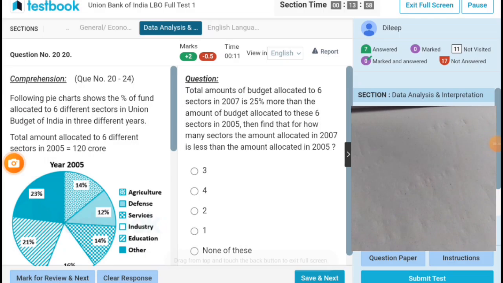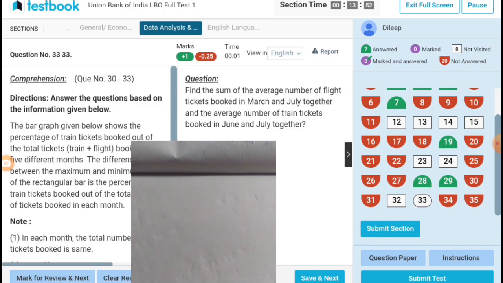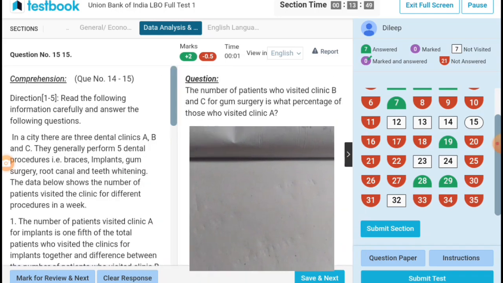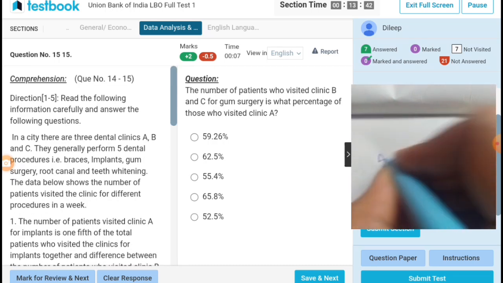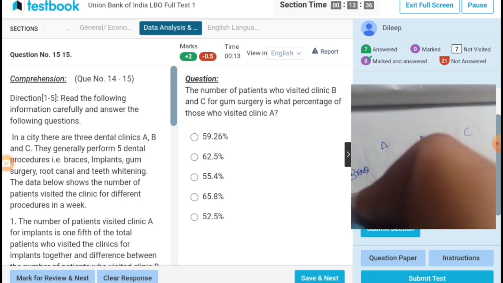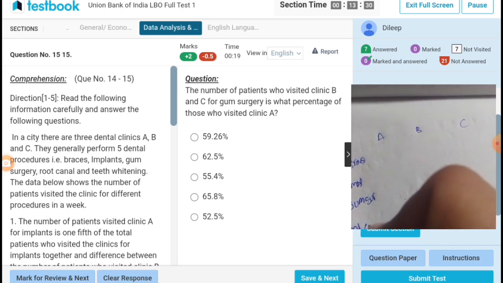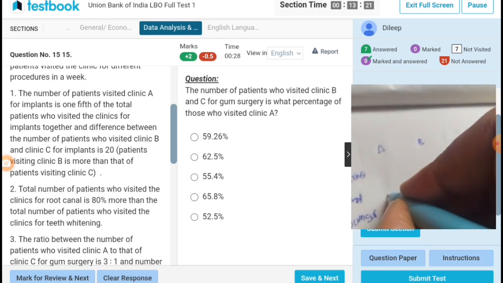So given, in a city, there are 3 dental clinics, A, B, C, perform 5 dental procedures, braces, implants, gum surgery, root canal, and also teeth whitening. The number of patients visited in clinic A for implants is 1/5 of total number of patients who visited clinics for implants together.